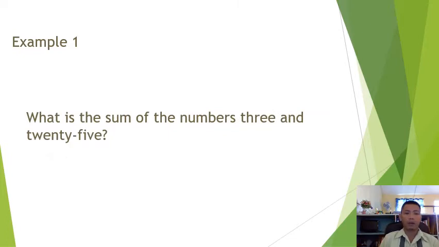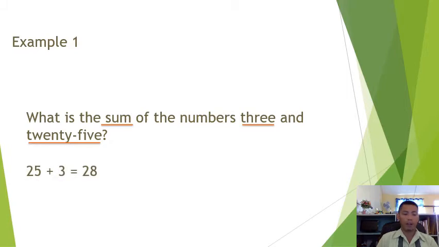What is the sum of the numbers 3 and 25? Okay, let's analyze the sentence. The word sum means addition. So the operation to be used is addition. And what are the numbers? The numbers are 3 and 25. So we will add 25 plus 3 is 28. Okay? Are we clear on that? Don't be confused. Let's have another example.